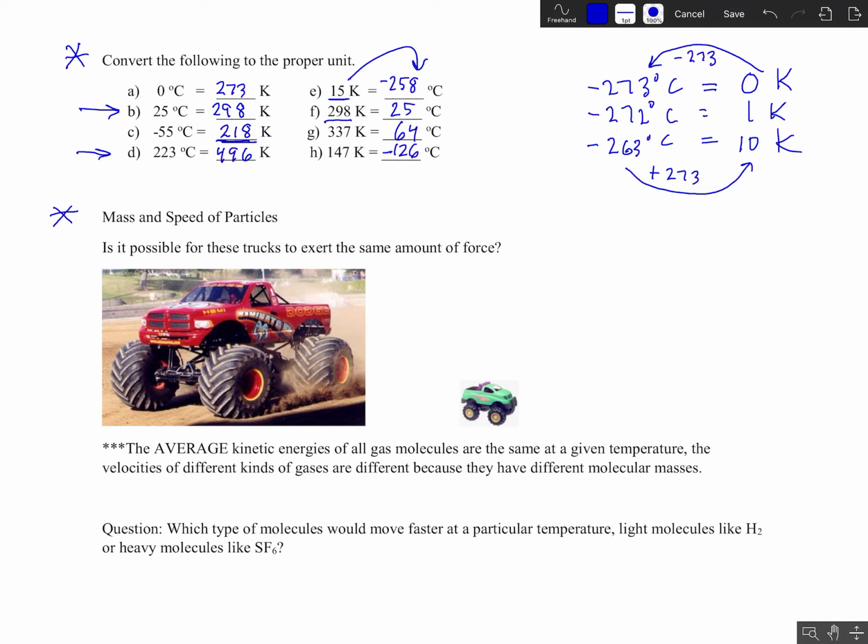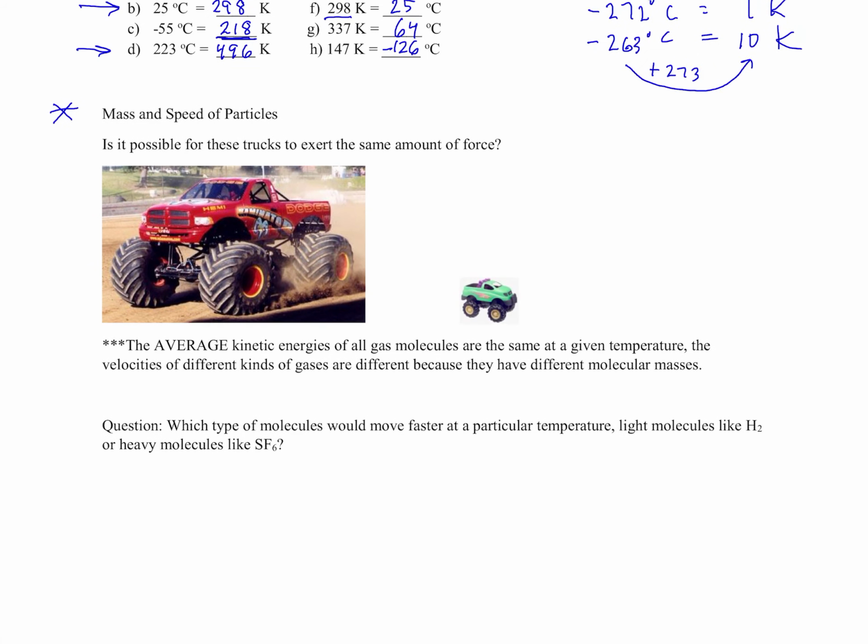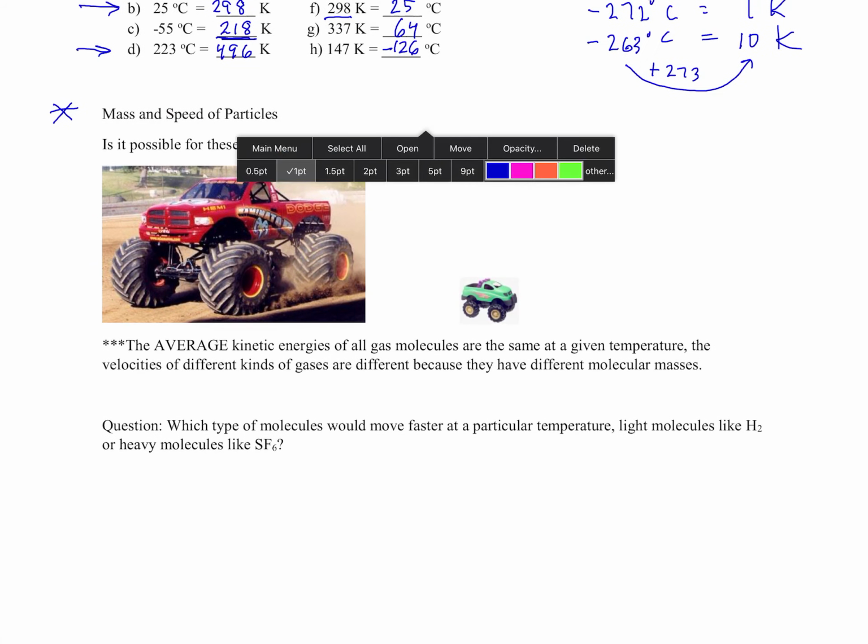Okay? All right, the last thing I want to talk about today will be the mass and the speed or velocity of particles.